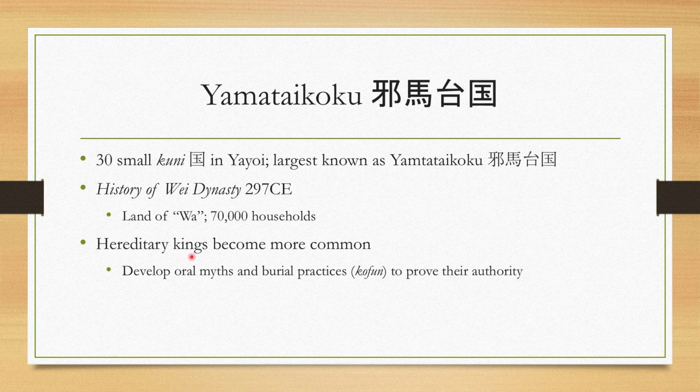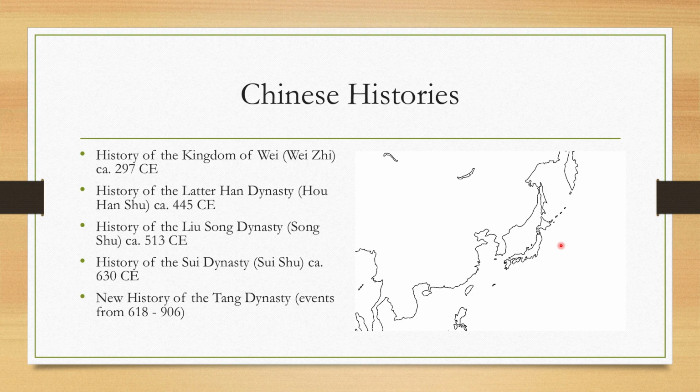From this time, there's evidence that hereditary kings had become more common. And then they start to try to solidify their power by creating myths that go back and justify their history and where they came from. So we see the development of oral myths and burial practices. This is evidenced, as we'll see later, in the construction of kofun, which are these giant burial mounds. And these things are all done to prove and legitimatize the hereditary rule of kings which emerge at this time.